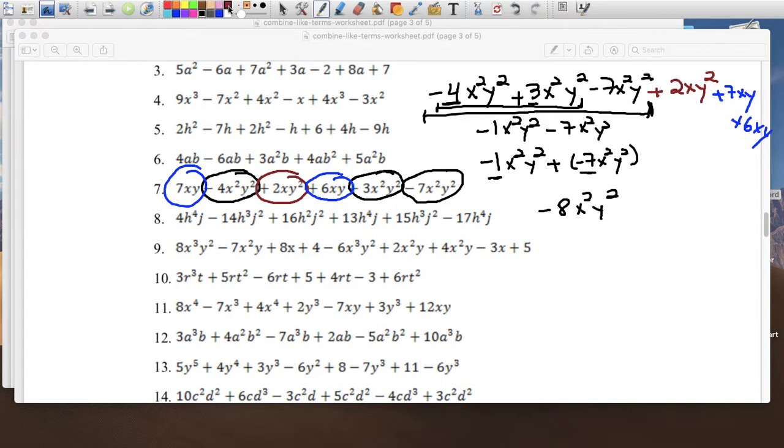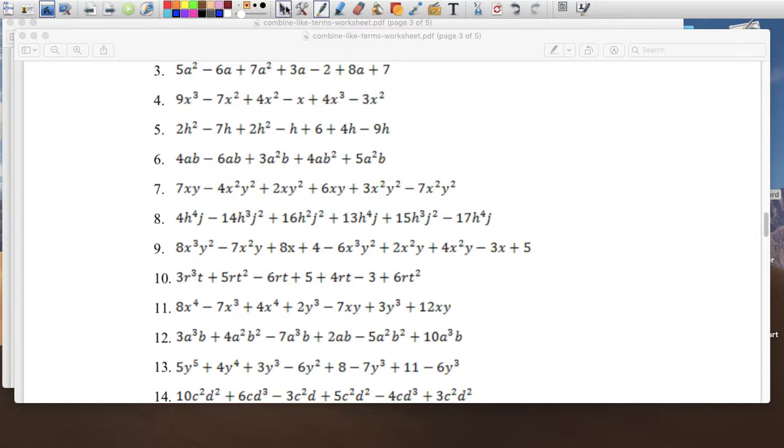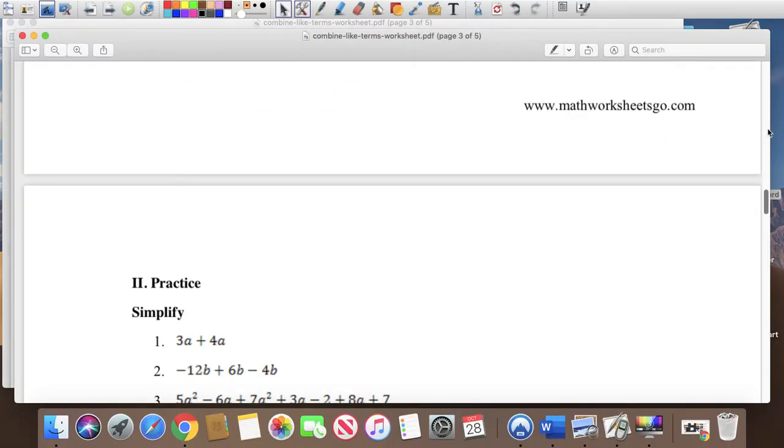In red, there's not much to do, so it's plus 2xy squared. And then in blue, they're both positive, right? This is plus 7, this is plus 6. 7 plus 6 is 13xy. And that's my final answer. Again, I told you, it gets messier. It doesn't get harder. It just gets really, really messier.